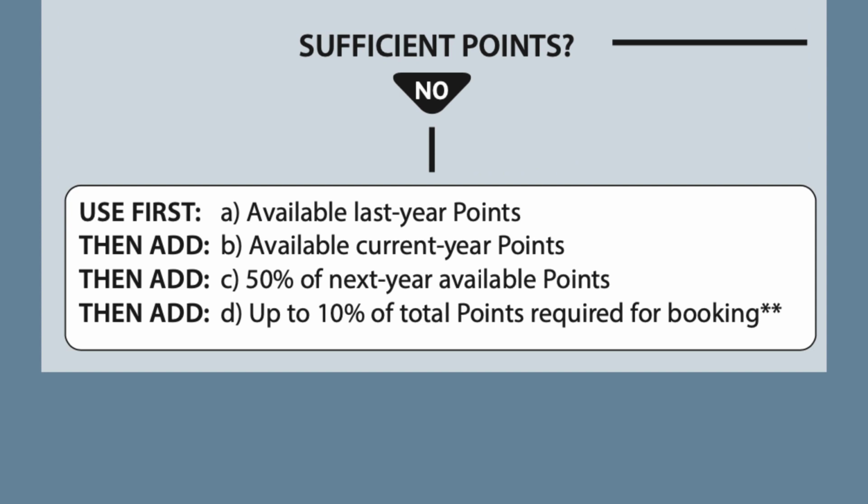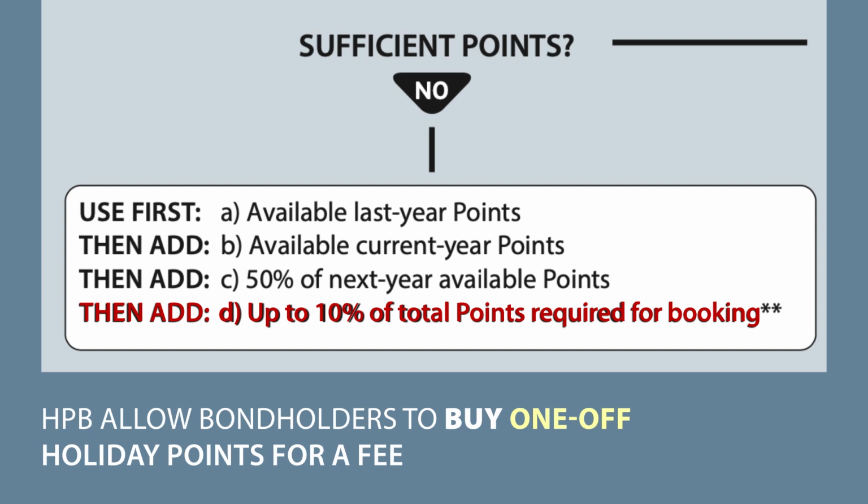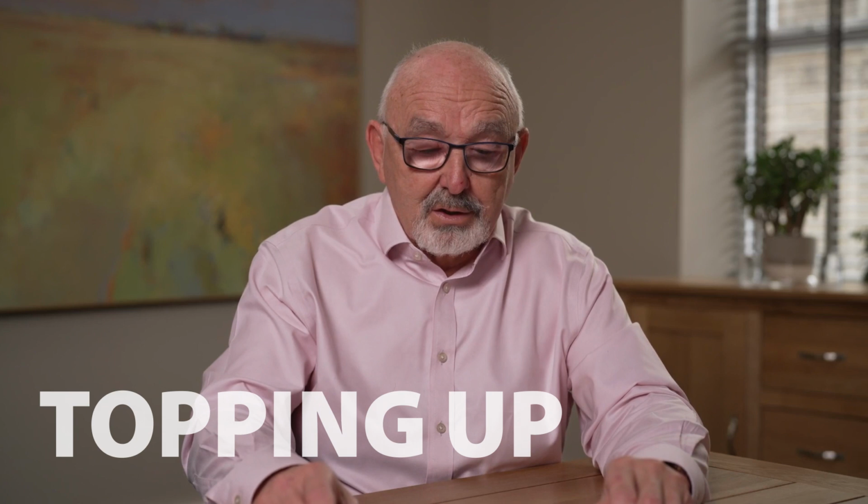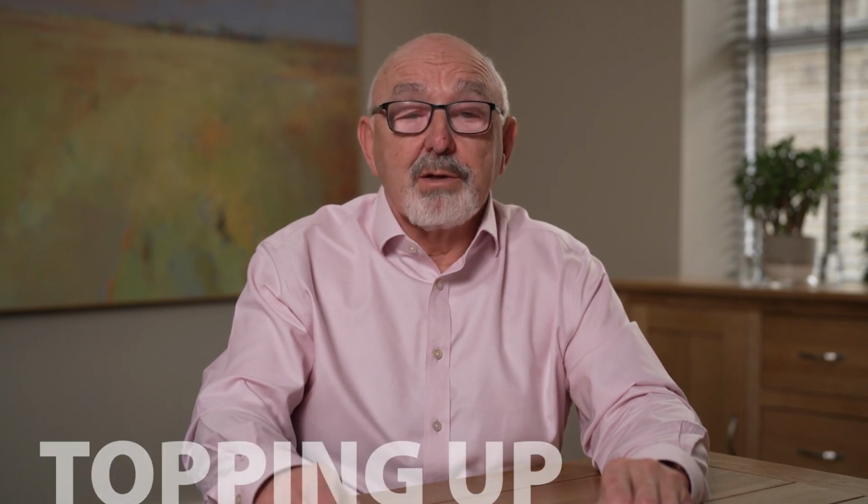If we still haven't got enough, then HPB allow bondholders to buy one-off holiday points for a fee, and the points go into your account, up to 10% of the points cost of the holiday. So if it was a 25,000 point holiday, you could buy 2,500 points. I'll come on to the cost of those later in the presentation. If you've still got insufficient points at that stage, you might want to consider topping up or changing your booking, maybe waiting a year and gathering some more points. So we'll move on to the right-hand column in the next section.